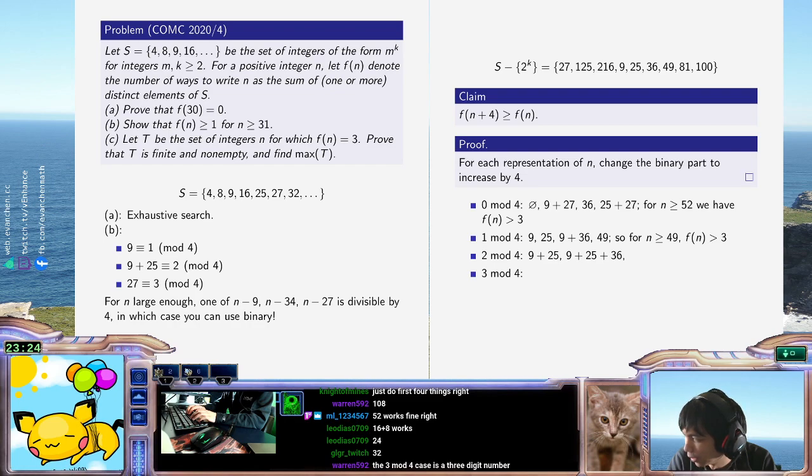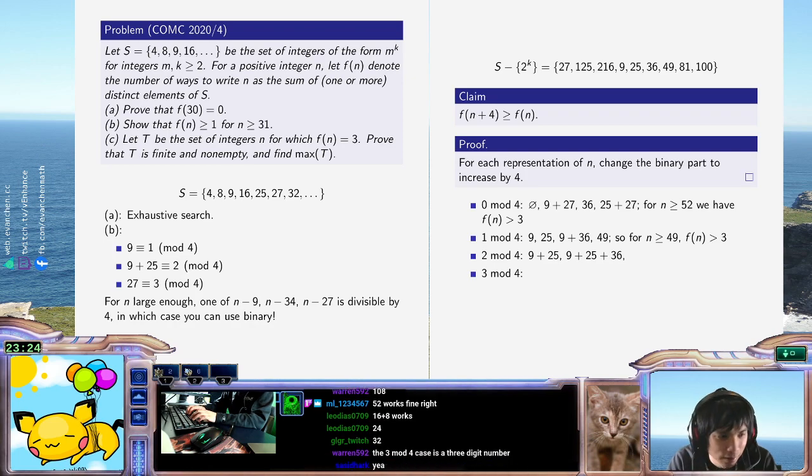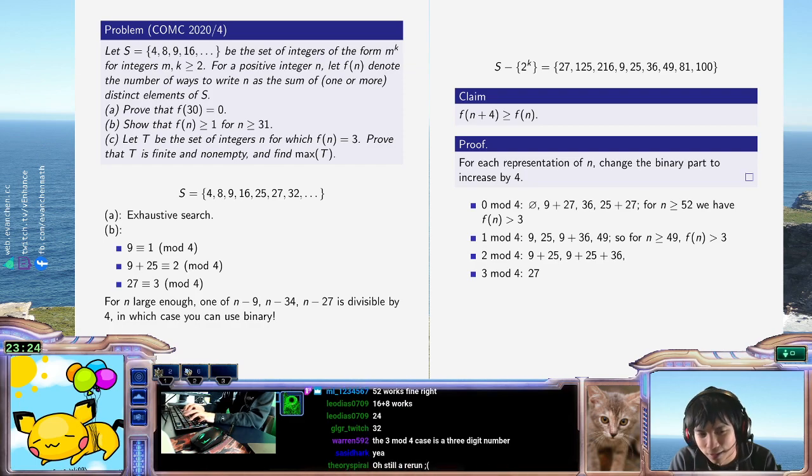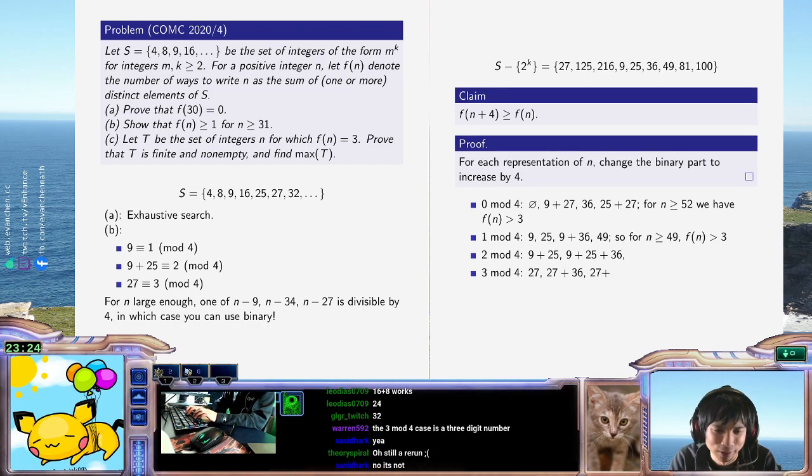Oh yeah, that's really bad. Is it 3 mod 4 case? No, I don't believe the 3 mod 4, because there's a 27 that's pretty clean, right? So the 27 and then 27 add in the multiples of 4. Oh, actually, yeah, it's gonna be pretty big. Never mind, you're right. Oh wow, okay. Let's write out some more numbers.